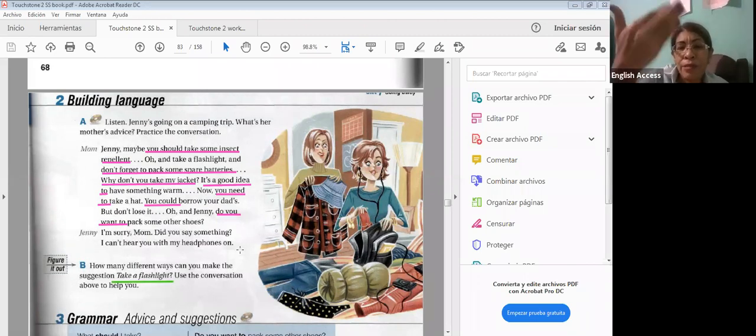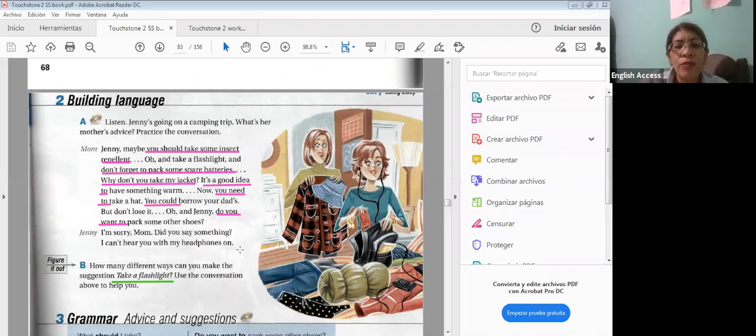Okay, one more time, let's go to the conversation. It says you should. We can say you should take a flashlight. Okay, that is one recommendation. Another example, don't forget to take a flashlight. Okay, it's the same with a different idea. Another one, why don't you take a flashlight? Okay, we have 3 examples with this. It's a good idea to take a flashlight. Okay, we have 4 examples.